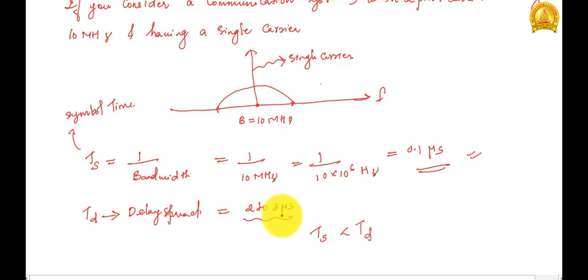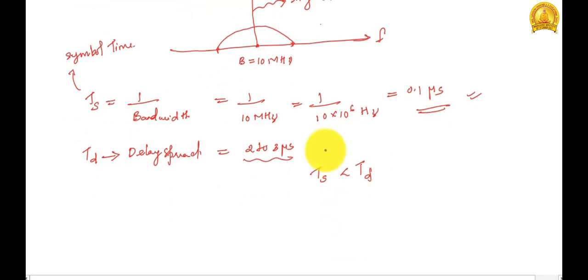Am I right? 2 to 3 microsecond is the delay spread, and this symbol time, which is 0.1 microsecond, is much lesser than the delay spread. So what happens when the symbol time is much lesser than the delay spread? We know inter symbol interference will occur.